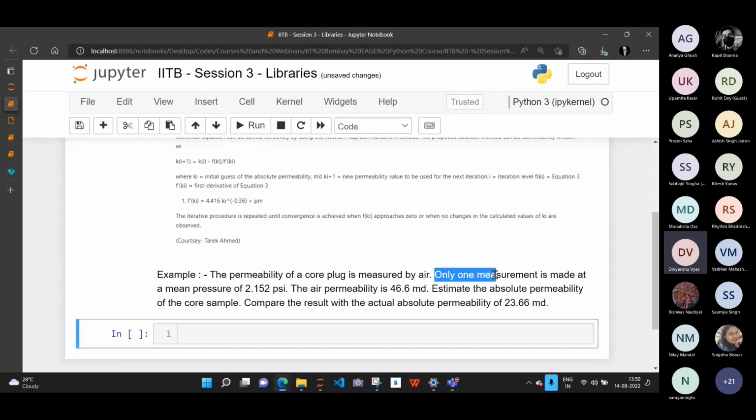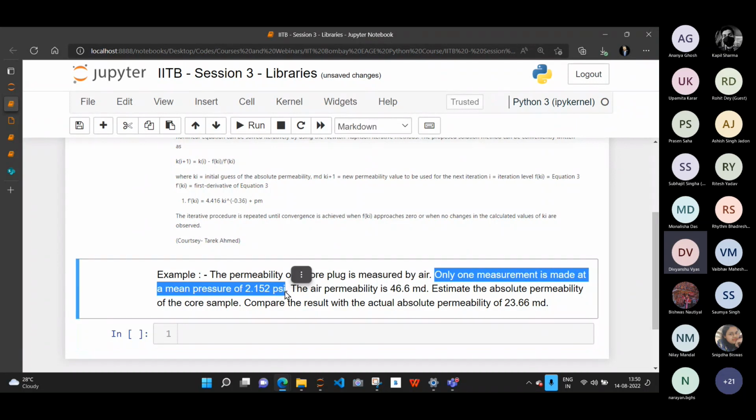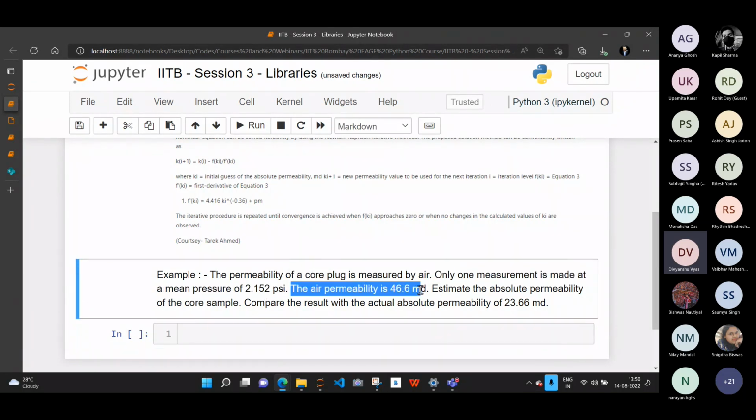So one measurement we have available to us, the mean pressure is given, 215 psi, and at that mean pressure, the average air permeability is 46.6 millidarcies, and we need to estimate the absolute permeability of the liquid whichever was present in the original reservoir.